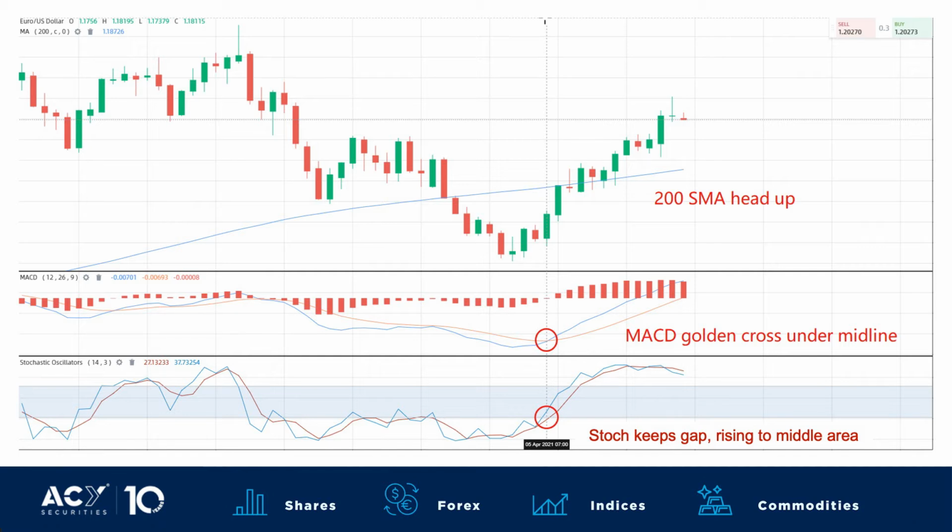So as you can see here, the 200 period moving average in this case is rising today compared to yesterday. It's a very slow moving indicator.